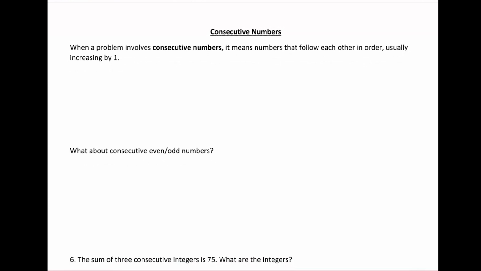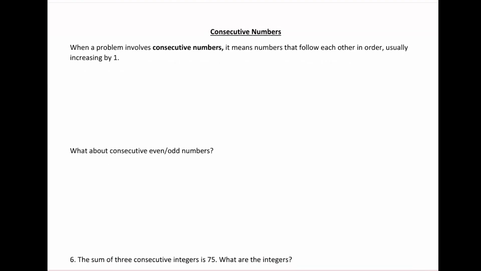So consecutive numbers are numbers that come right after each other. So 3, 4, 5 are consecutive. But 3 and 8 are not. So they're just numbers that come right after each other. They follow each other in order.